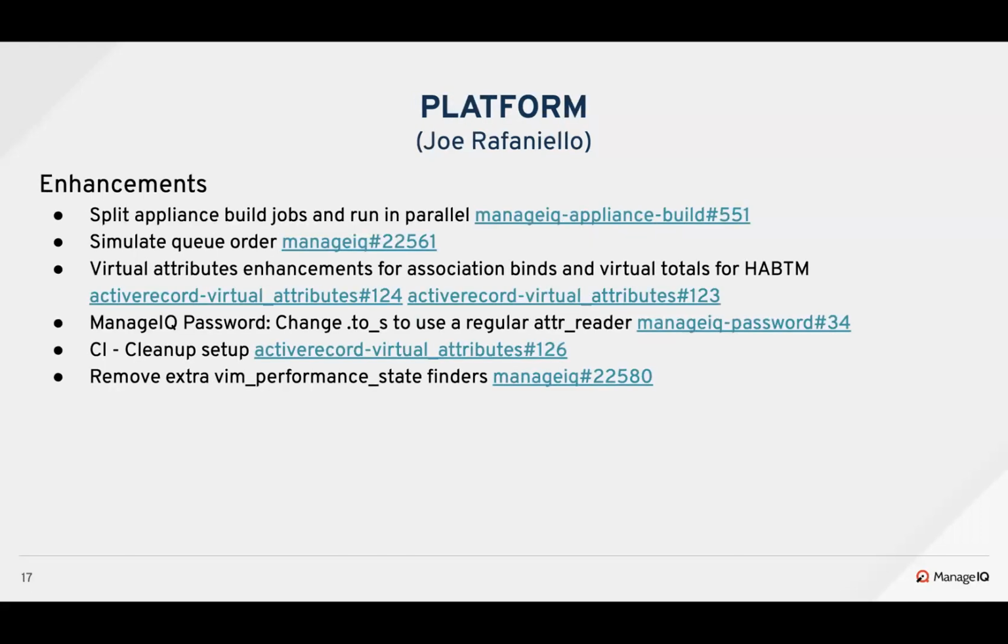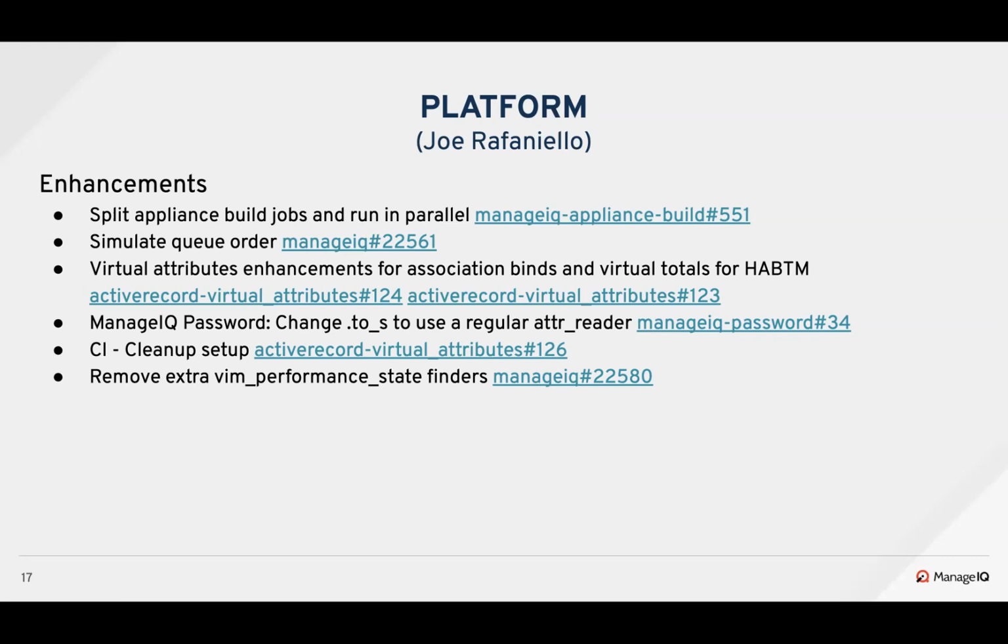Okay, thanks, Adam. For platform enhancements, Brandon split up the GitHub action in appliance build to run the build jobs in parallel, and he handled all of the complexities with doing this. Next, Keenan changed the simulate queue worker to simulate the actual order we process queue messages, and he also added some helpful output. Keenan also added some virtual attributes enhancements around binds in associations and virtual totals for has and belongs to many associations.